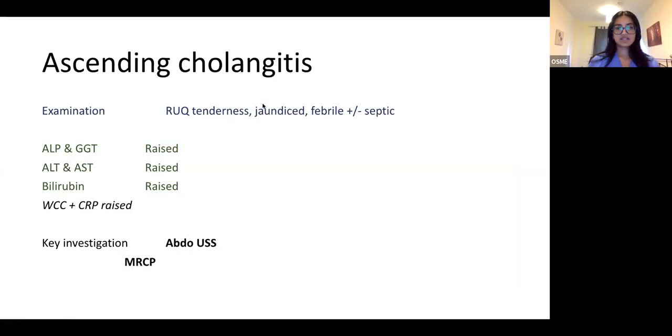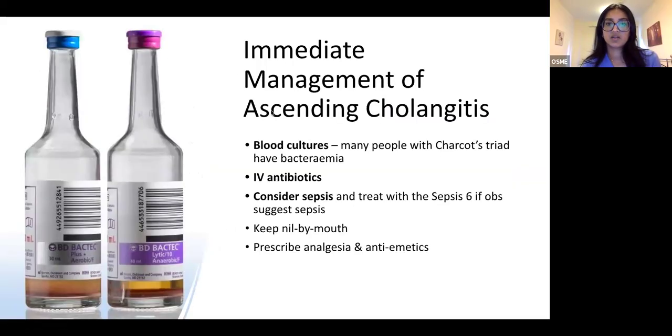And with ascending cholangitis, everything is a bit deranged essentially. So all the LFTs would be deranged. You'd also have markers of infection like elevated white cells and CRP. The patient might be septic, which would make you start the Sepsis Six protocol. They'd have fever, jaundice, and the pain. And as always, abdo ultrasound followed by an MRCP.